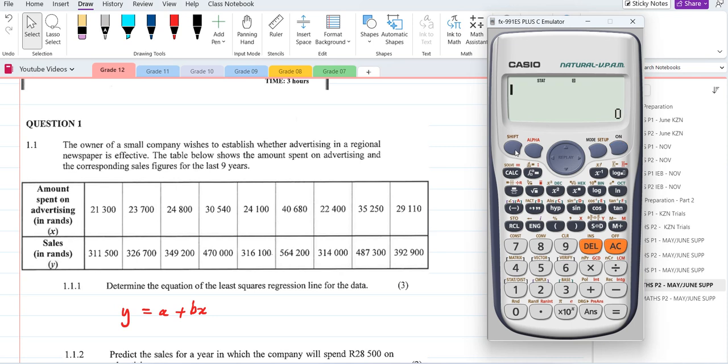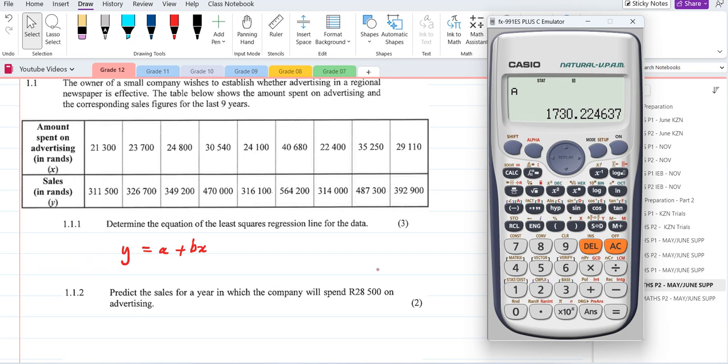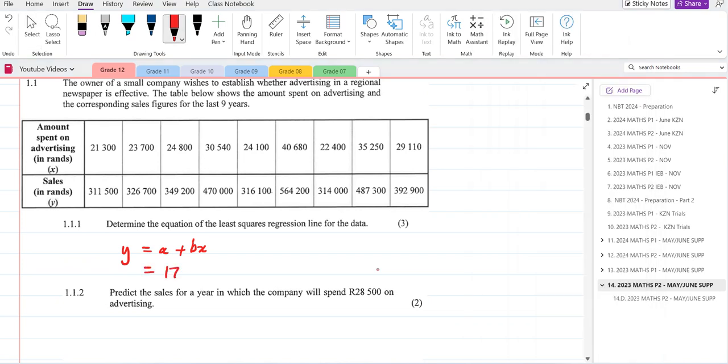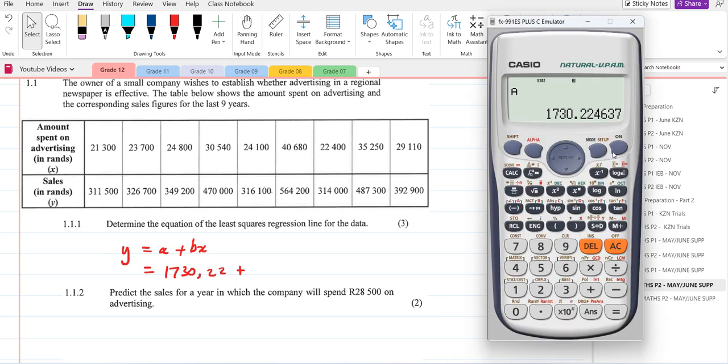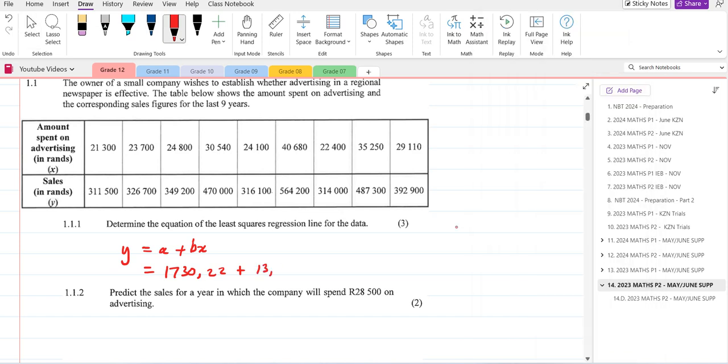Now you go to shift 1, regression option number 5, and press option number 1 for A, and we're getting an answer of 1730.22. I'm not sure whether it's plus or minus, we'll check. We want the gradient now. Shift 1, option number 5 and option number 2. We're getting 13.96. I hope you guys understood that.